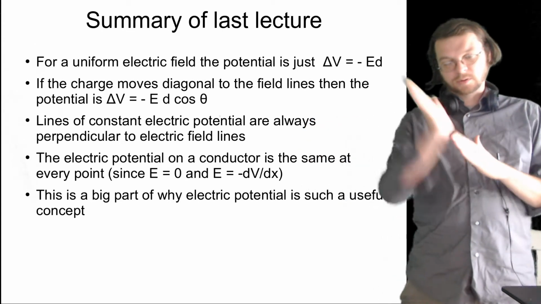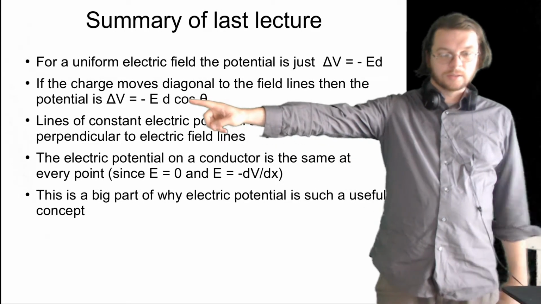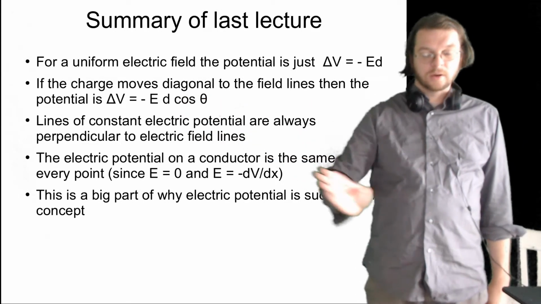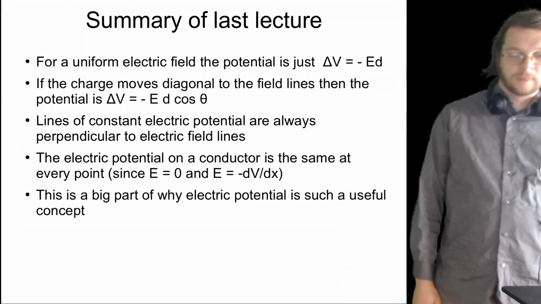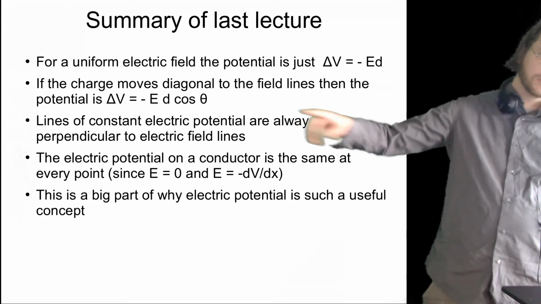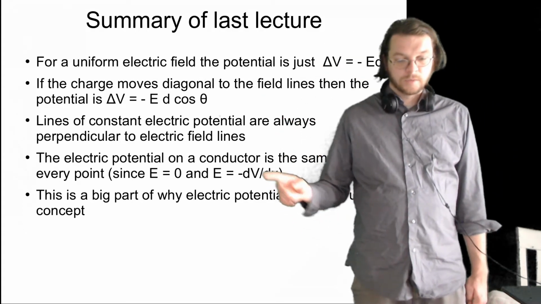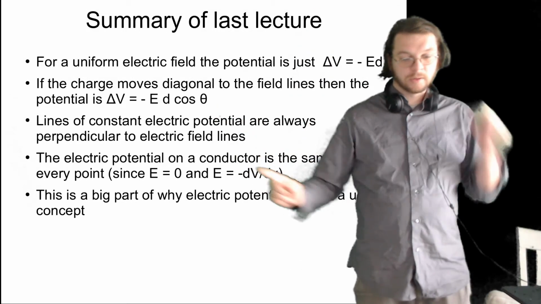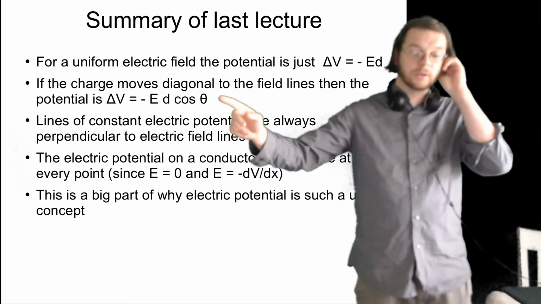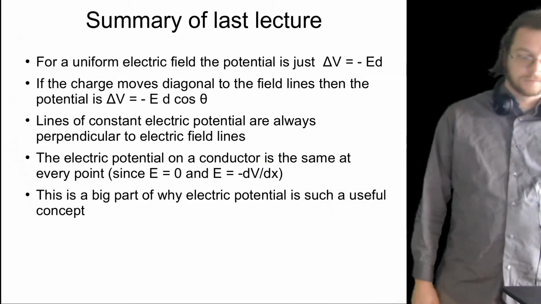If for some reason that particle is moving at an angle, and this distance is along that angle, you have to throw in a cosine theta, because you're traveling both parallel and perpendicular to the field lines. If you happen to be traveling purely perpendicular to the field lines, then that angle is 90 degrees, cosine of 90 is 0, and the change in electric potential is 0.